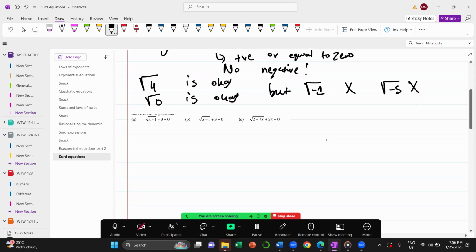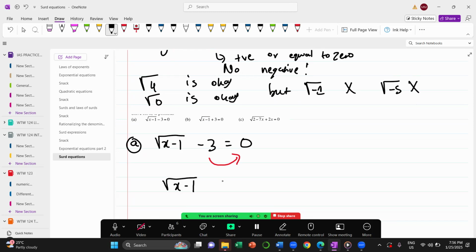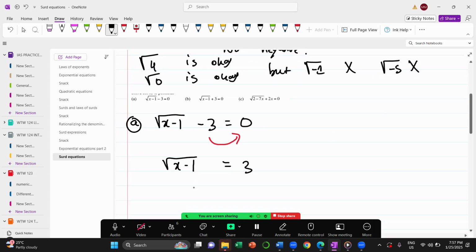So now we have the first problem, we are solving for x. I have square root of x minus 1, minus 3, all equal to 0. So do you allow me, in case I say I'm just going to take this -3 and transpose it to the right hand side? You are fine with that, right? So I'm going to have square root of x minus 1 equal to +3, right?